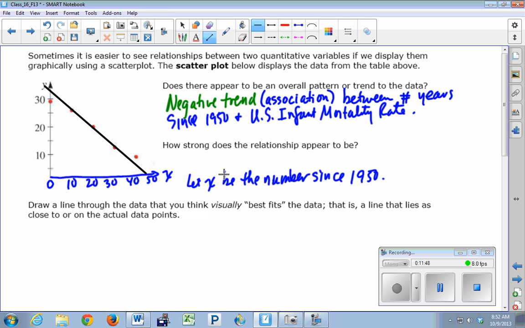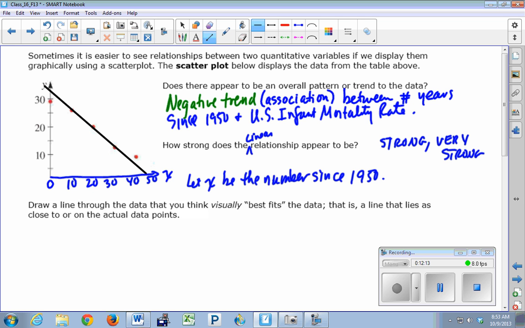Strong. And someone said very strong. So we've got a strong and we've got a very strong. Okay. And what sort of intuitive notion are you using? And I'm going to put in here linear relationship, now that we've established that we want to put a line through there. What kind of intuitive sense are you using to say that this relationship is strong or very strong?